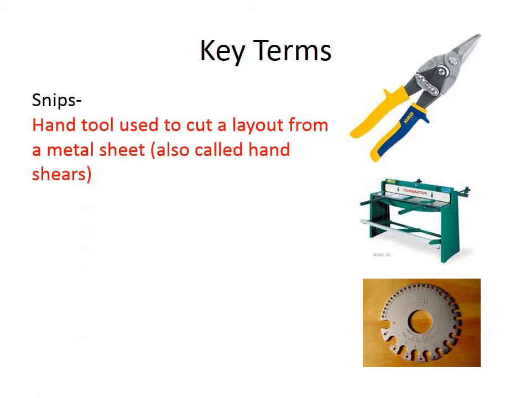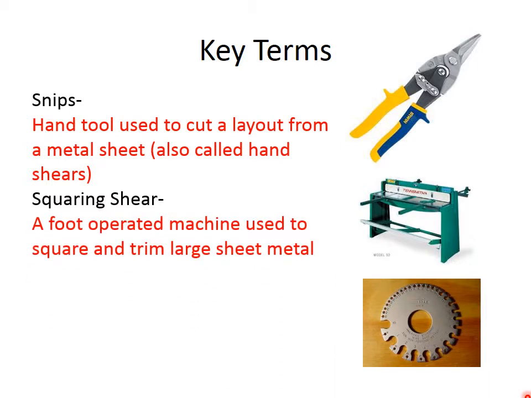Tin snips and aviation snips are used kind of interchangeably. This set of snips up here is what we call a compound levered pair of snips. You have a point here and a point here, and you'll see the snips open up and close. These two pivot points, because there are two of them, make it compound levered. It increases the mechanical advantage, which makes it seem a lot easier to cut the metal with these than with a regular pair of tin snips.